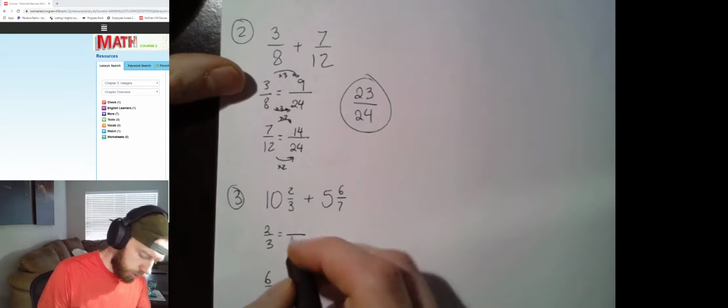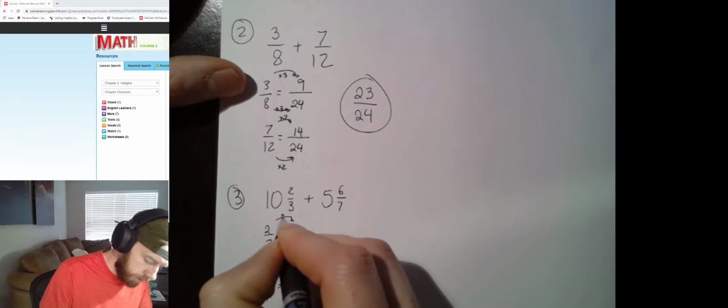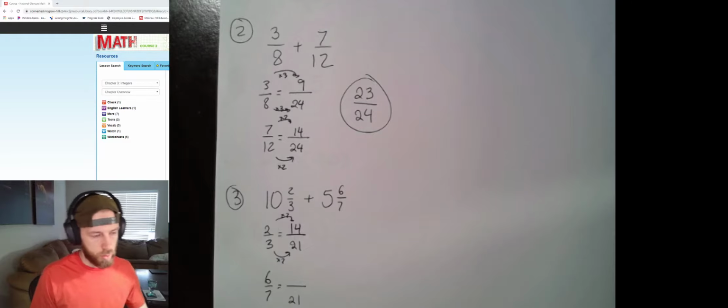What is the least common multiple between 7 and 3? Turns out it's 21. So up here, if we multiply by 7, 2/3 is equivalent to 14 over 21. 6/7, we multiply this by 3, is equivalent to 18 over 21.